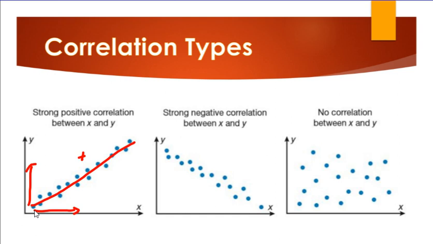The middle one has a negative slope. It's going down from left to right. When y is going down, x is getting bigger. So we would say this has a negative slope or a negative correlation. This last one has no correlation because there's no pattern of where the points are located. Some are up, some are down, they're all scattered all over. But that would be an example of no correlation.